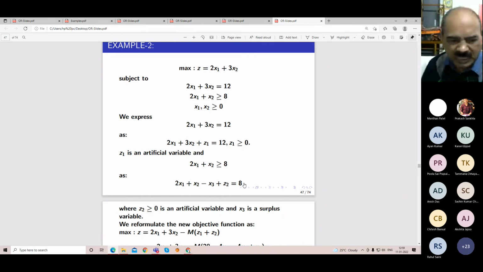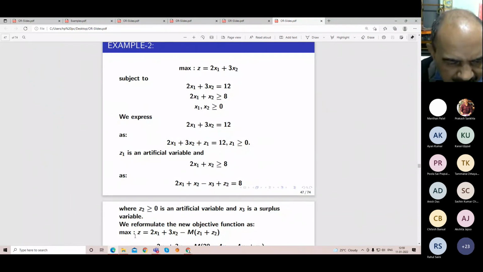Now, how many artificial variables are there? z1 is an artificial variable, I am naming it, and z2 is another artificial variable. There are 2 artificial variables. These 2 artificially added variables must have value 0. Now we have the objective function, 2x1 plus 3x2. Now we are formulating a new objective function in this manner.